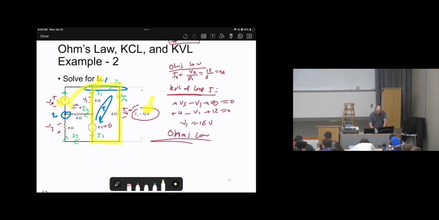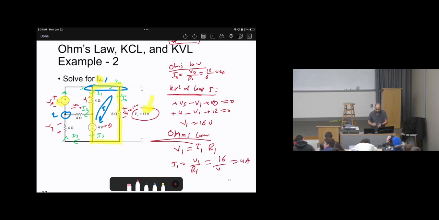We can do Ohm's law here. I1 is known, V1 is known, R is known, then we can calculate I1. So let's do Ohm's law by mentioning V1 equals I1 times R1. Therefore, I1 will be V1 over R1, which is 16 over 4, so the answer will be 4 amperes.